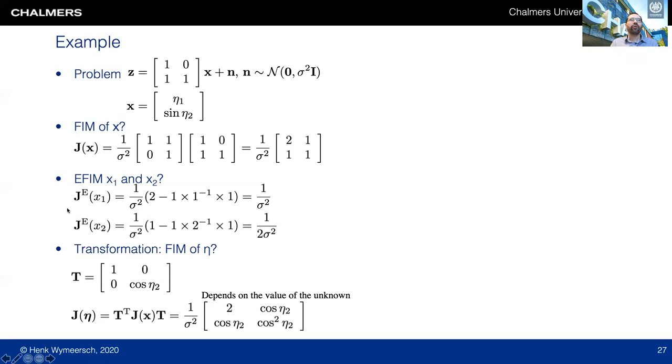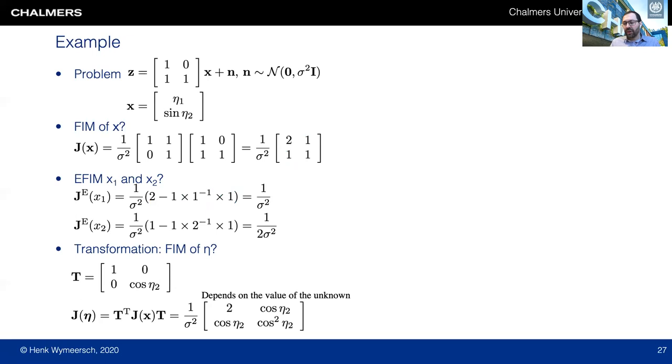You can then compute the equivalent Fisher information of X1 or X2, right? So for X1, I would take this diagonal entry here. That's the information I have about X1 if X2 was known, minus the inverse of this, and then post and pre-multiplied by these ones. And it turns out to be 1 over sigma squared at the end. And I can do the same for X2.